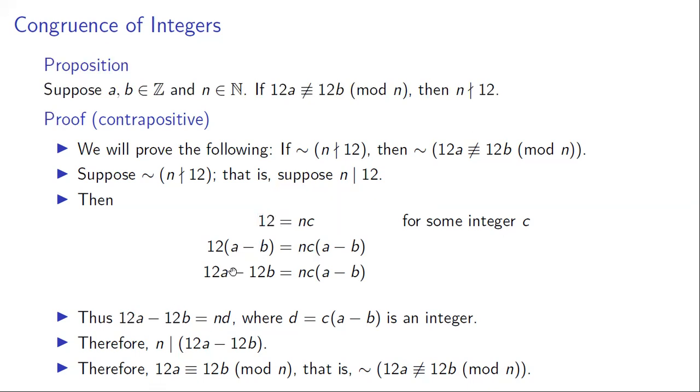How did we do that? Well, we multiplied the 12 by a minus b. And then, of course, we had to multiply this by a minus b as well. And then we got 12a minus 12b equals n times c times a minus b. So what we have is 12a minus 12b is equal to n times an integer, which told us that n divides 12a minus 12b, which told us that 12a is congruent to 12b mod n, which is what we wanted to find.